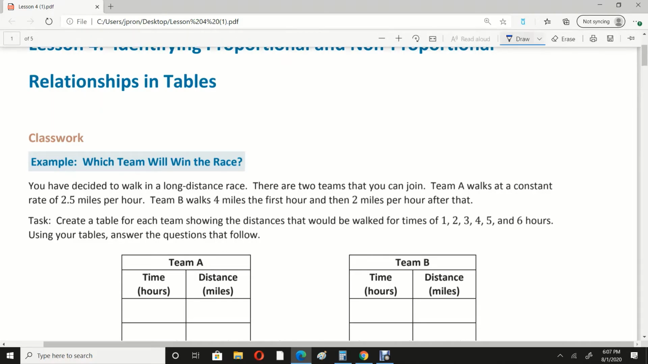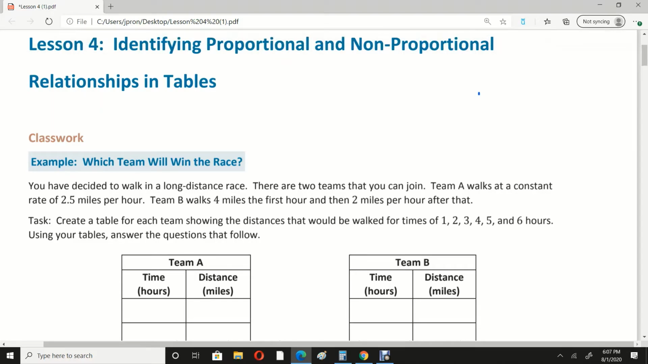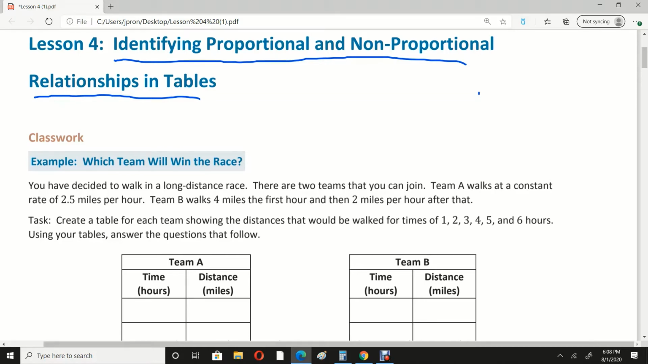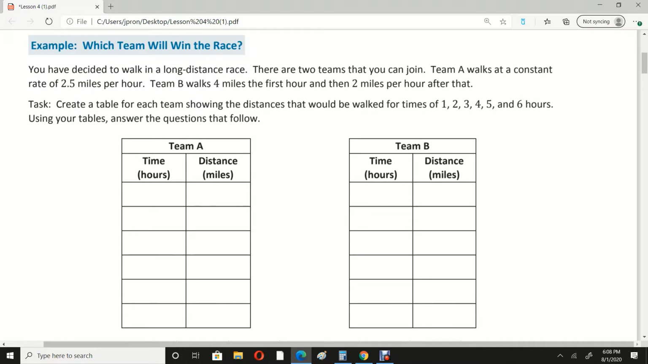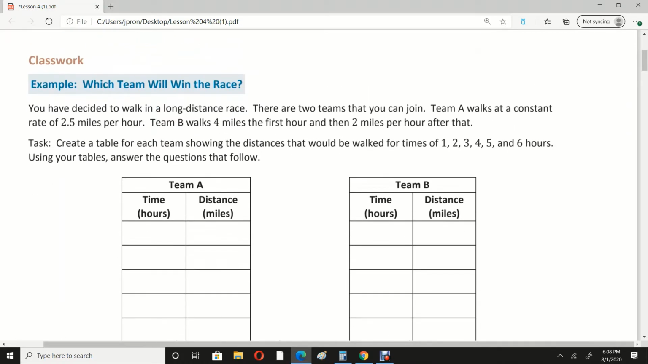Welcome back, 7th grade. We're in your Eureka workbook, Module 1, Lesson 4, Identifying Proportional and Non-Proportional Relationships in Tables. You may notice that the title from this one is the same as the title from Lesson 3. So we're going to be continuing our discussion on proportional and non-proportional relationships in tables. This is a very dense classwork section for you students.